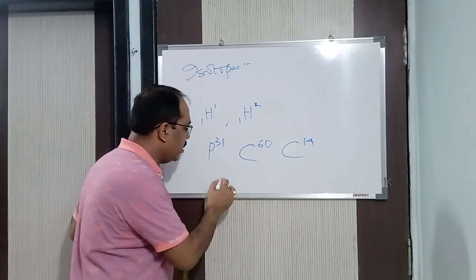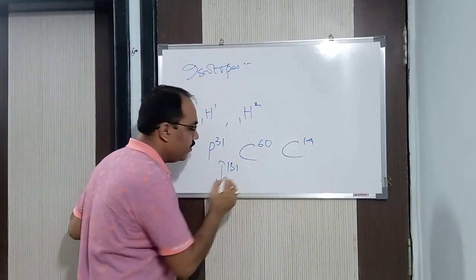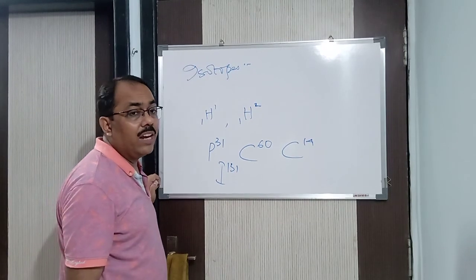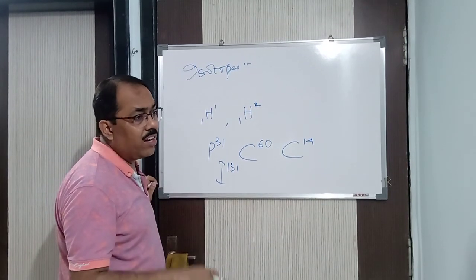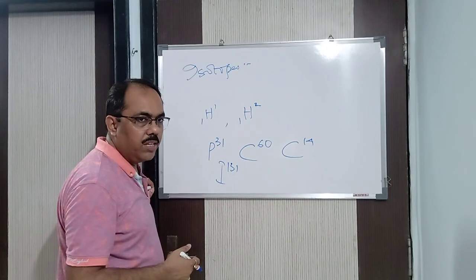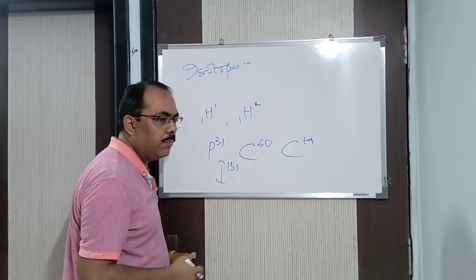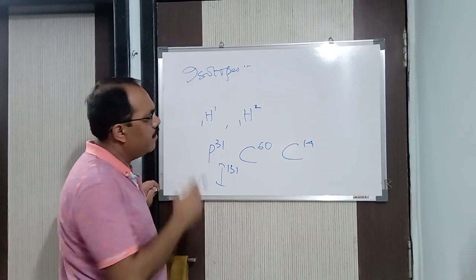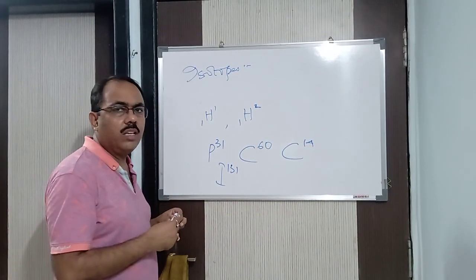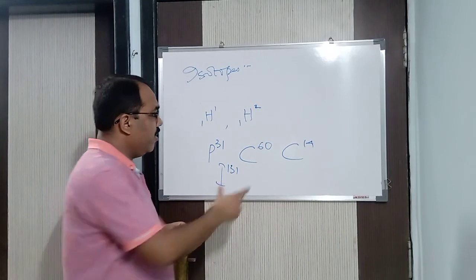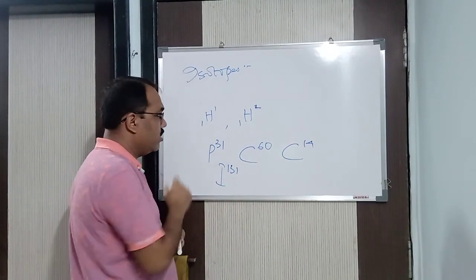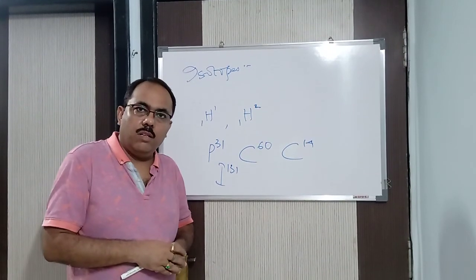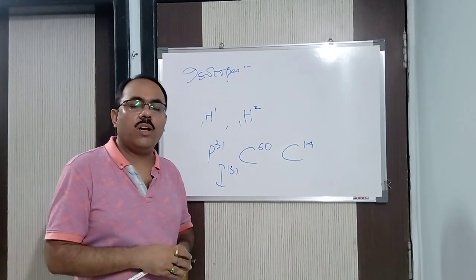So in this way, next is I-131. Now this particular one is used for the treatment of thyroid diseases. The thyroid dysfunction that takes place in the body of certain people, that we come to know from I-131. In this way, several radioactive isotopes are there, which are used for different purposes. So this is all about your isotopes. Thank you.